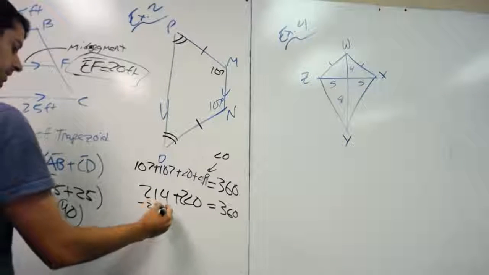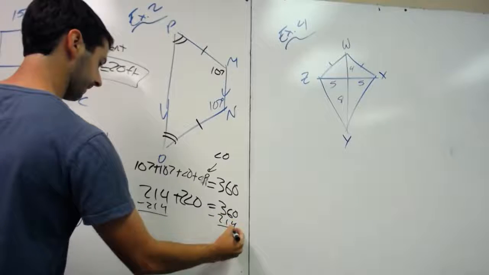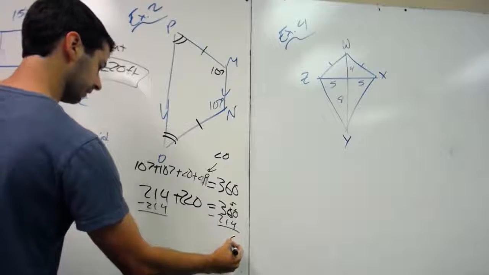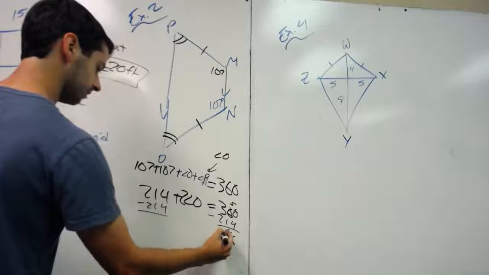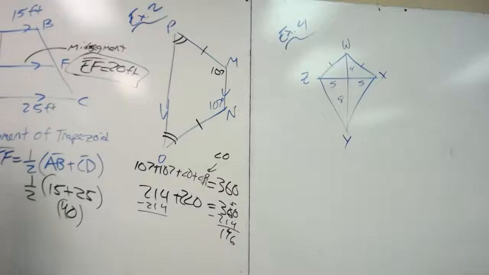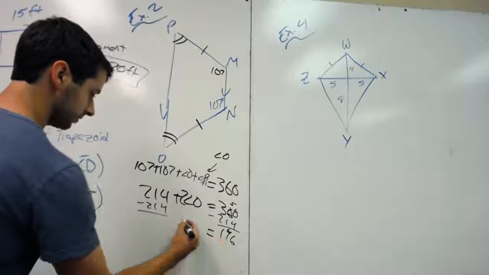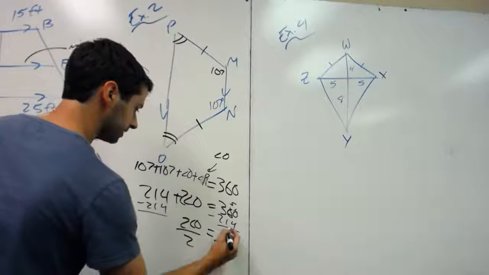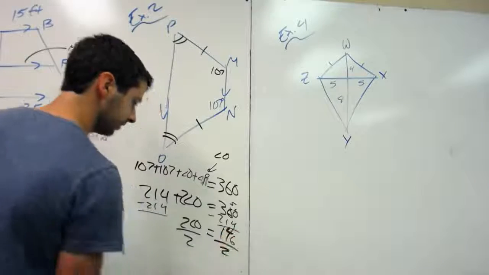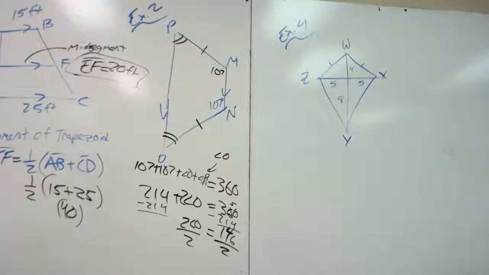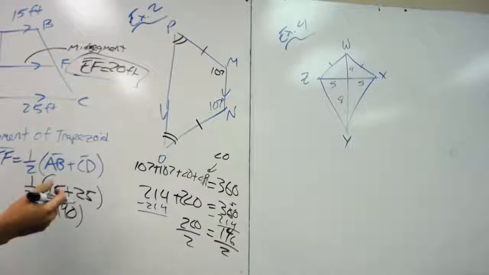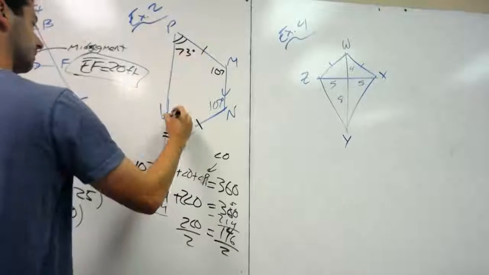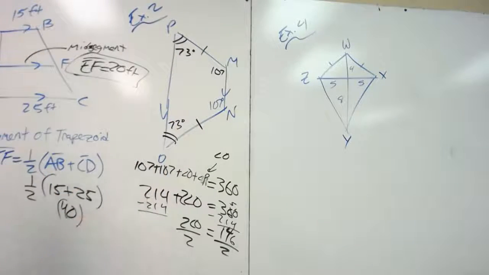We subtract 214 and get 146. 146 equals 2 times angle O. Divide 146 by 2. Hopefully you can read my handwriting. 146 divided by 2 is 73. So each of these angles is 73 degrees. And that's how you use that first property.